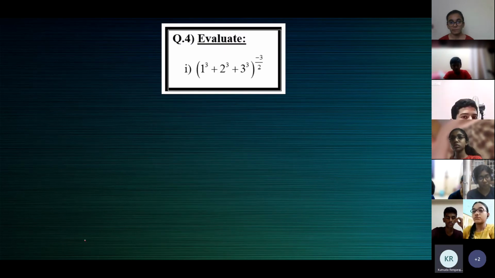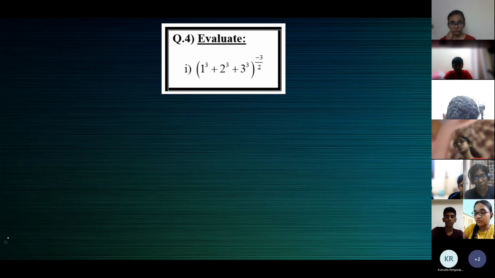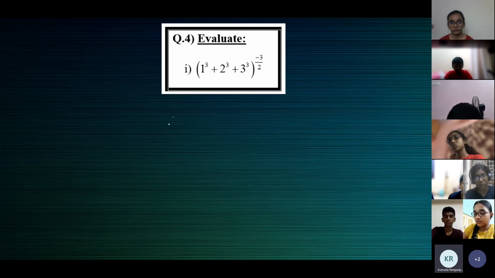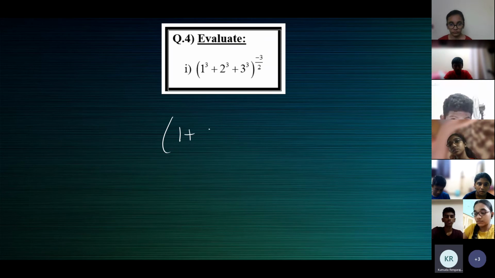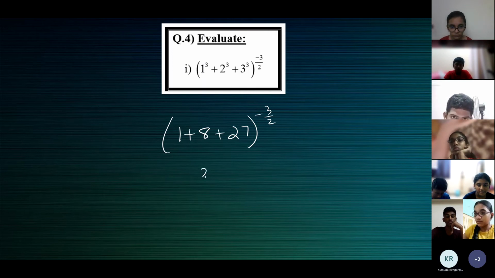What is 1 cubed? 1, ma'am. 2 cubed? 8, ma'am. 3 cubed? 27. The whole power minus 3 by 2. What is the sum? What is 1 plus 8? 9. 9 plus 27? 36, ma'am. 36 to the power minus 3 by 2.